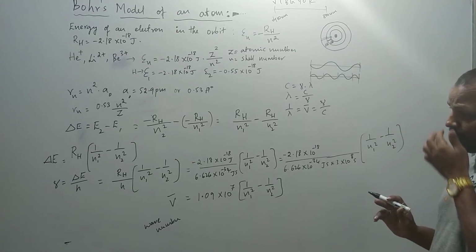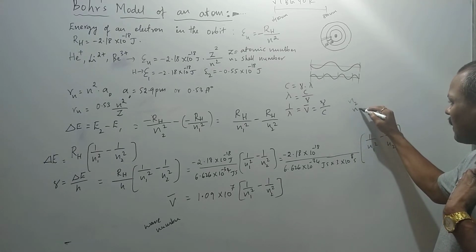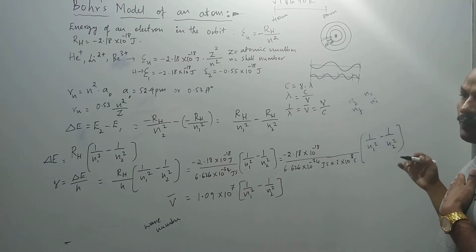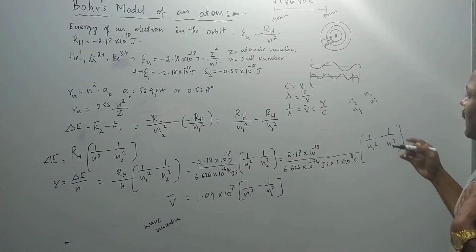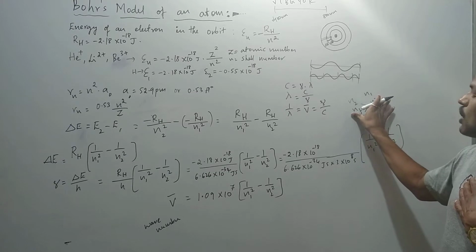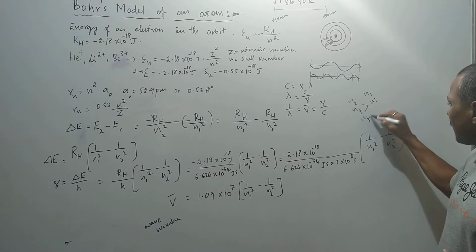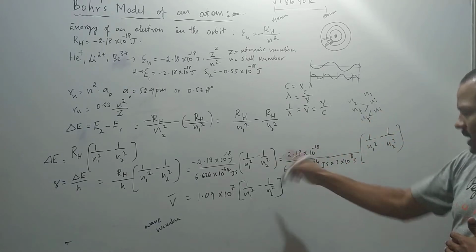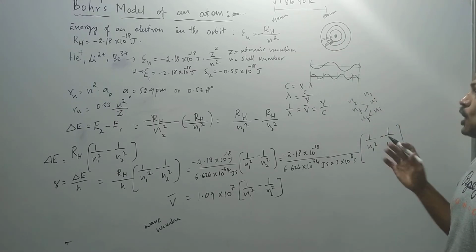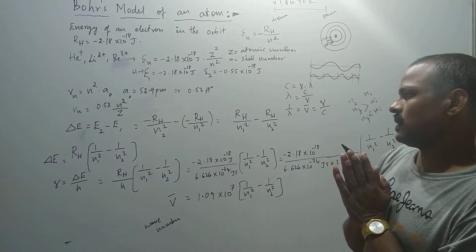So here we can consider, for example, n2 as n final and n1 as n initial. If n final is greater than n initial, that means it is during the absorption of the radiation by the electron. If nf is smaller than ni, then it is observed during the emission of the radiation. So then why do we have to learn this expression?